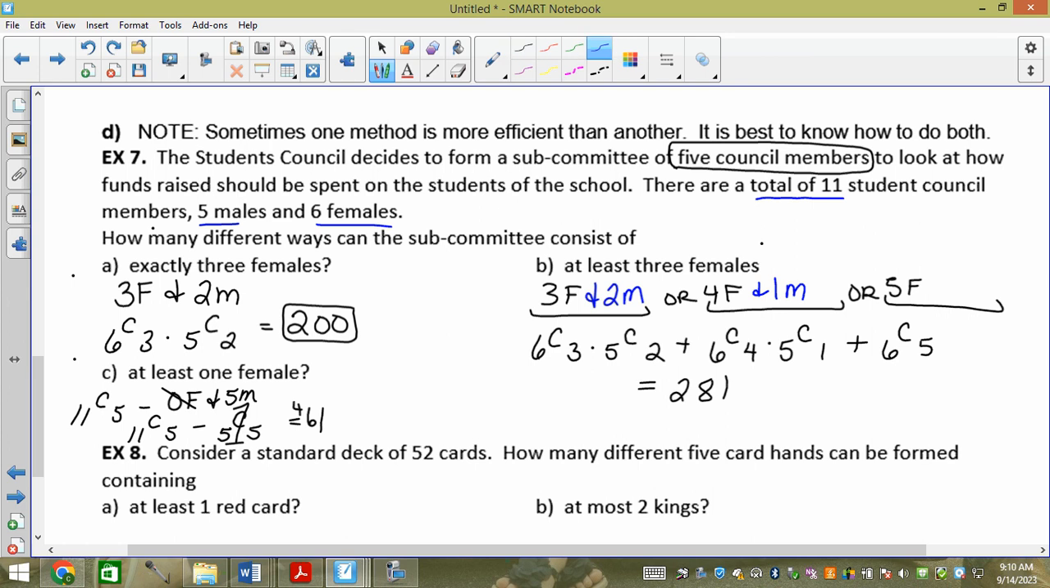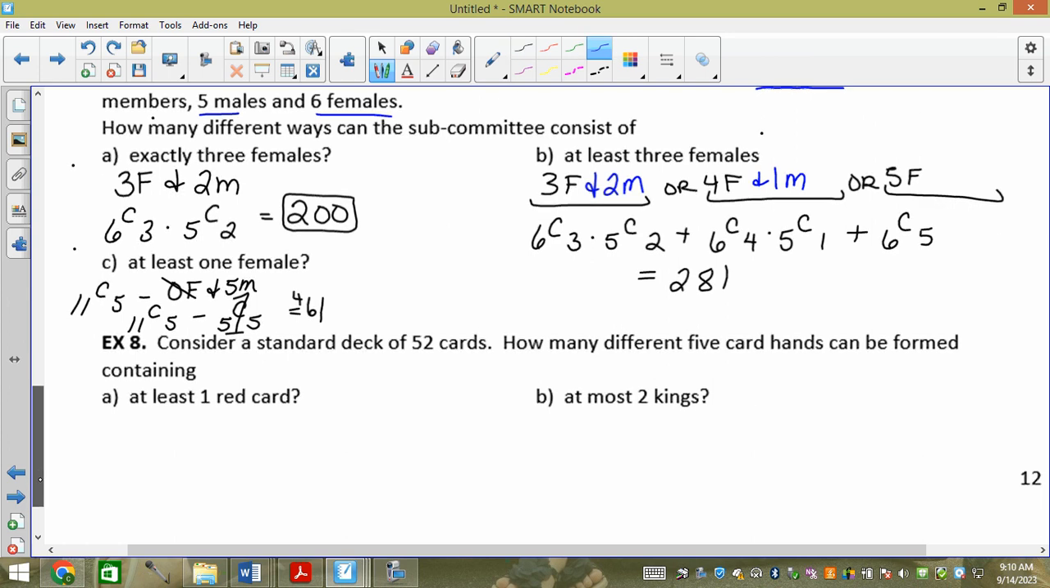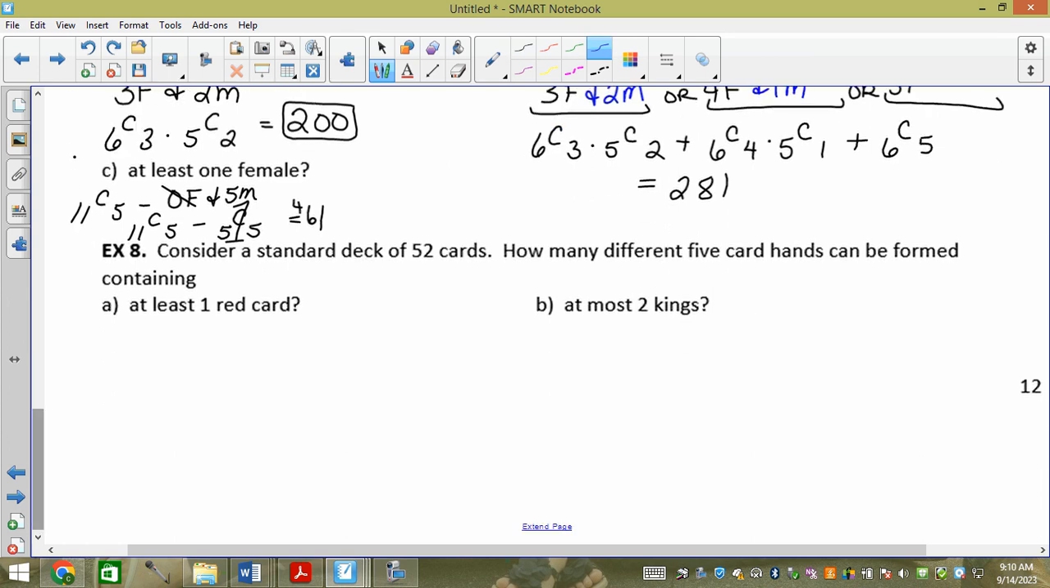Great. Okay. This one here says, consider a standard deck of 52 cards. How many different 5-card hands can be formed containing its cards? 5-card hands. Doesn't say anything about you having to play them in order, right? That would be the only way cards would be not a combination. At least 1 red means 1, 2, 3, 4, 5, which is a lot of cases.